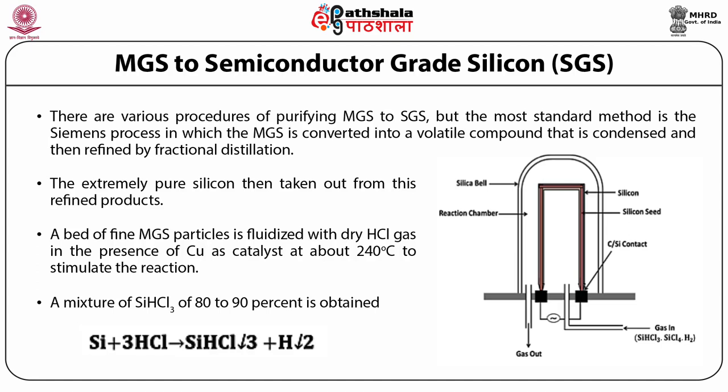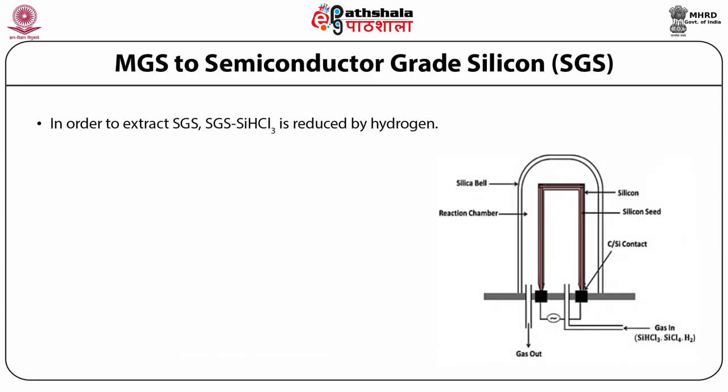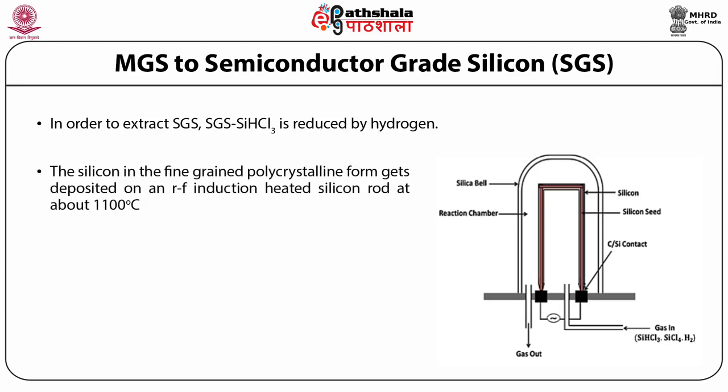The resulting liquid is subjected to multiple fractional distillations to produce SiHCl3. This is the source material for silicon semiconductor industries. Further, in order to extract SGS, SiHCl3 is reduced by hydrogen. The silicon in fine-grained polycrystalline form gets deposited on an RF induction heated silicon rod at about 1100 degrees Celsius according to the following reaction.